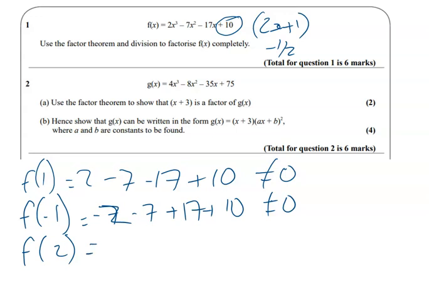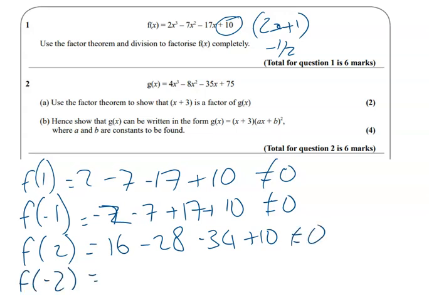Anyway, let's try 2. So we're going to get 8, we're going to get 16, we're going to get 4 lots of 7, that's 28. We're going to get minus 34, and we're going to get 10. Which makes that a lot harder to check, but it's going to give us 26, so that's not going to work. So we'll try f of minus 2, and we're going to get minus 16. We're still going to get minus 28. We're going to get positive 34 and positive 10. This looks more promising. 44, 30, 44. So yes, that equals 0, and we have found it.